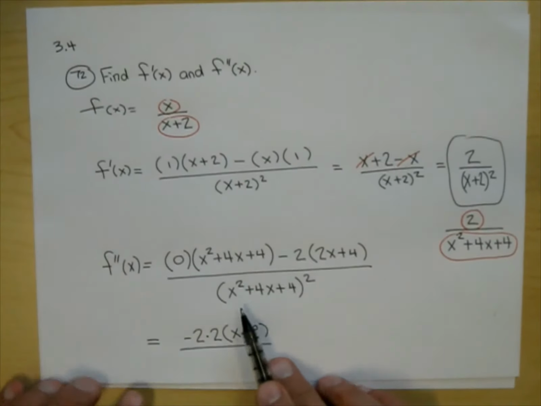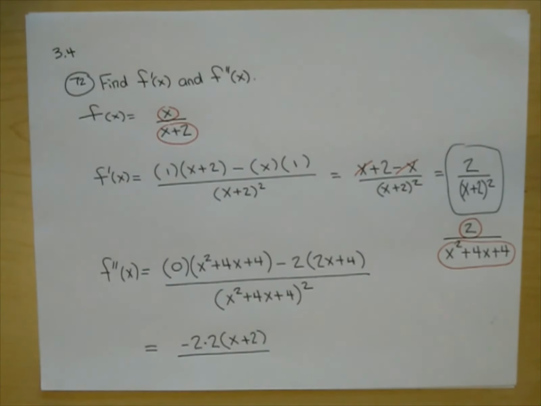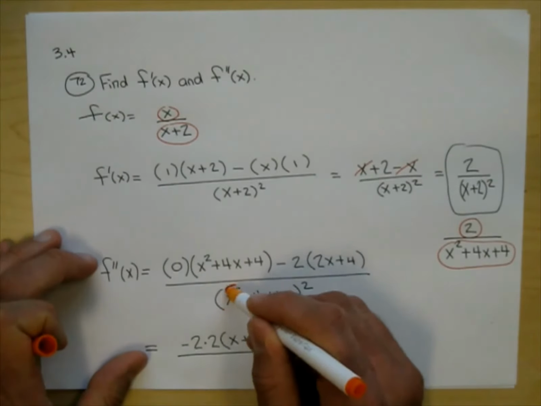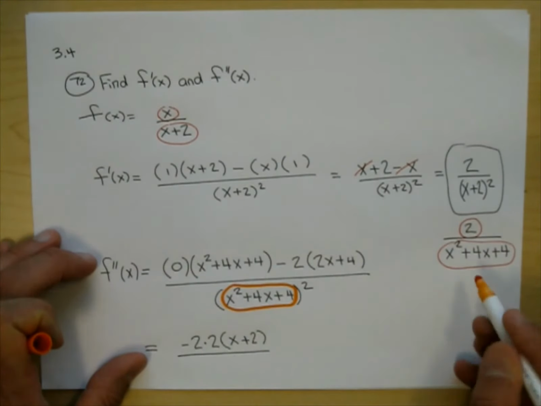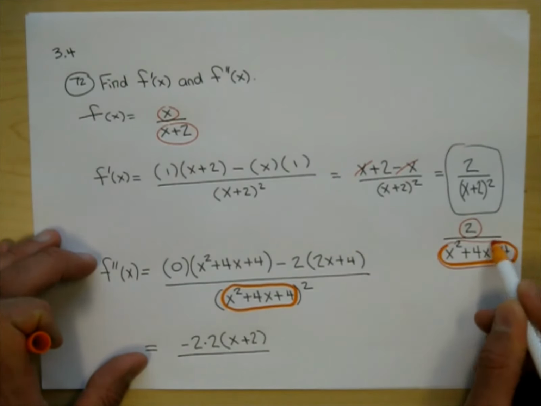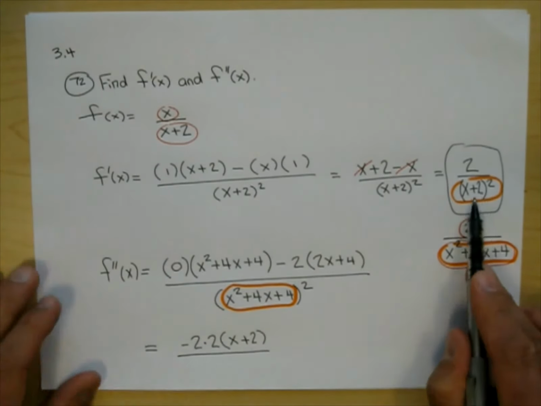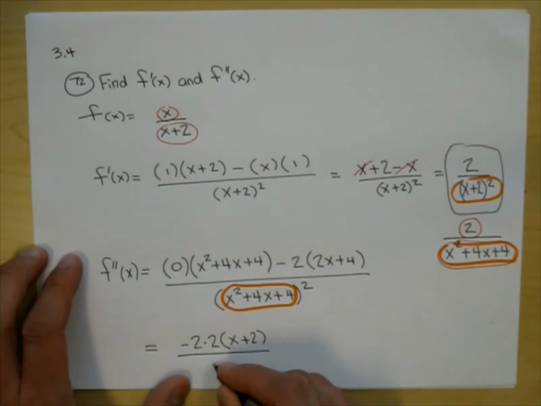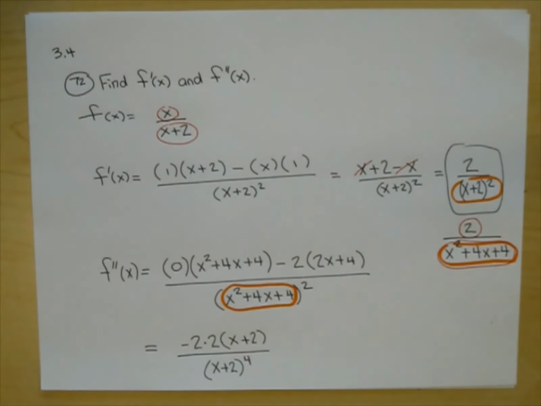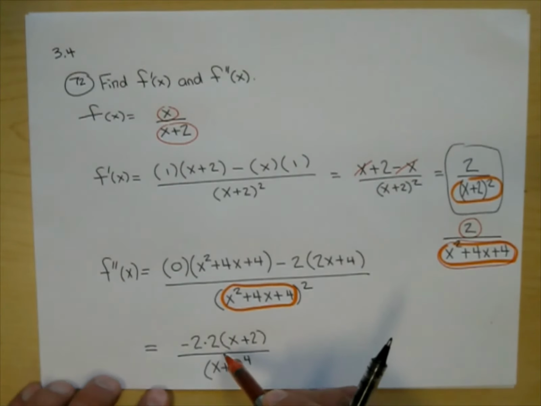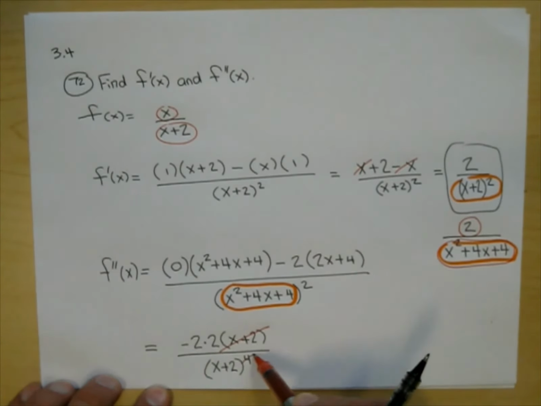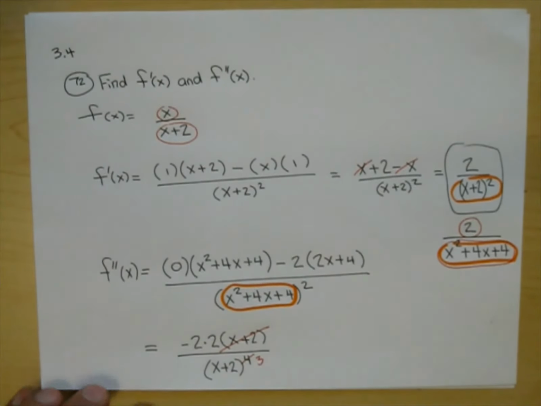Now look at the bottom. This x squared plus 4x plus 4 is really this right here, which is really x plus 2 squared. So on the bottom, it's really x plus 2 squared squared, which is x plus 2 to the 4th. And notice what we have on the top and the bottom. We have one term on the top, one term on the bottom, and those guys say, see you later. That 4 becomes a 3.